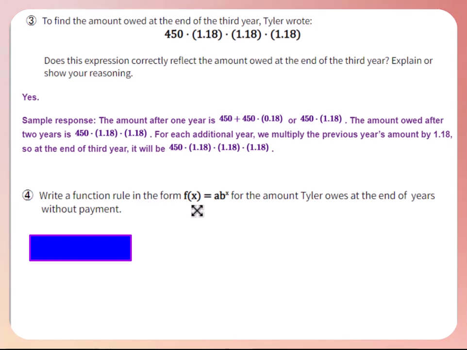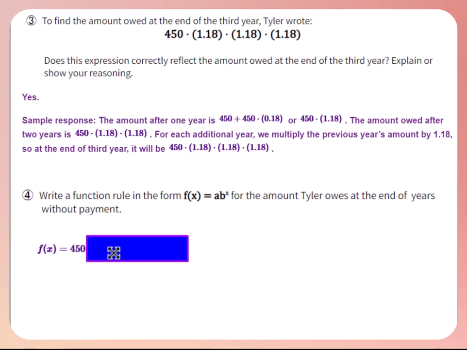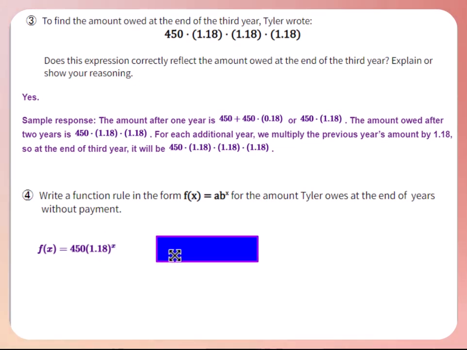Write a function rule in the form of f of x equal a times b to the x for the amount Tyler owes at the end of x years without a payment. So this is going to be f of x equals, what is the initial amount? 450. And what is the growth factor? 1.18 raised to the x power.